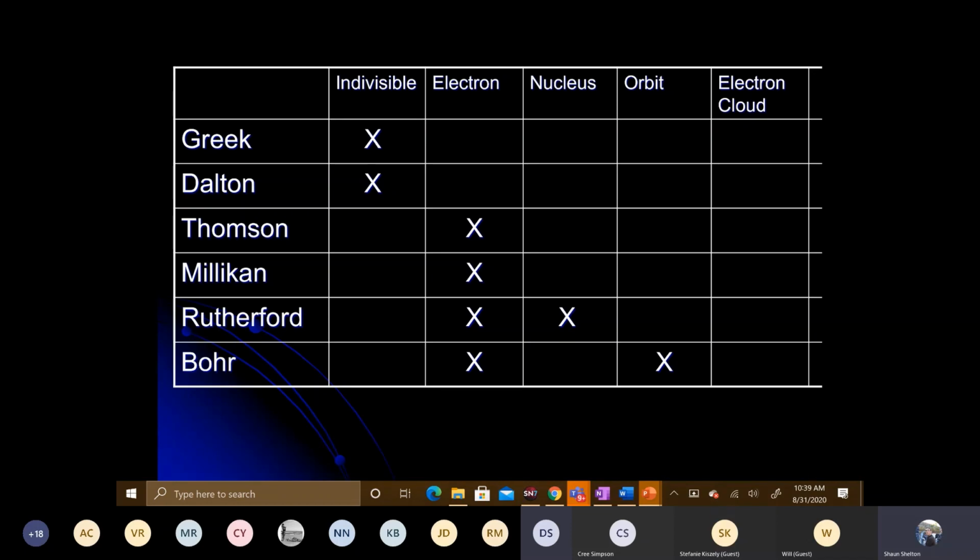Shouldn't Bohr be listed for the nucleus as well in that case? Well, he didn't discover the nucleus. That was Rutherford. And Rutherford also discovered that the nucleus had to have a positive charge because those alpha particles were reflected back. And so that's not on this table, but it could be.